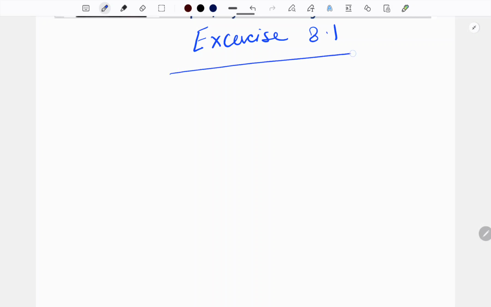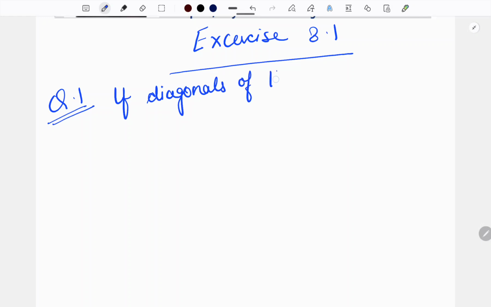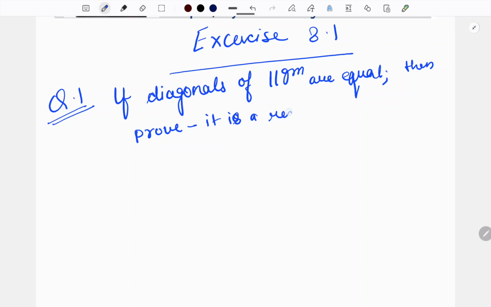Exercise 8.1, question number 1 says, if diagonals of a parallelogram are equal, then prove it is a rectangle. Now this is very simple.